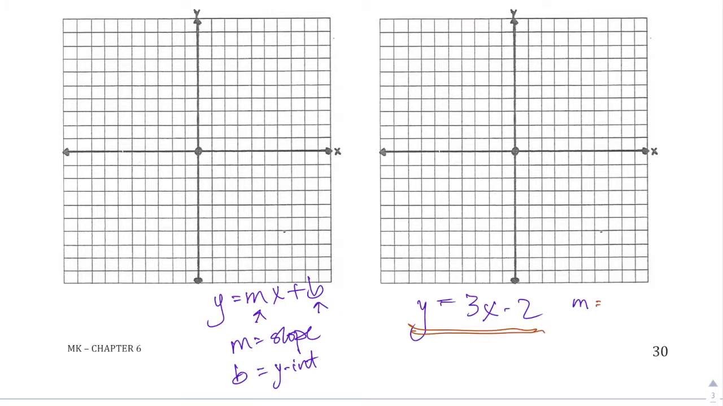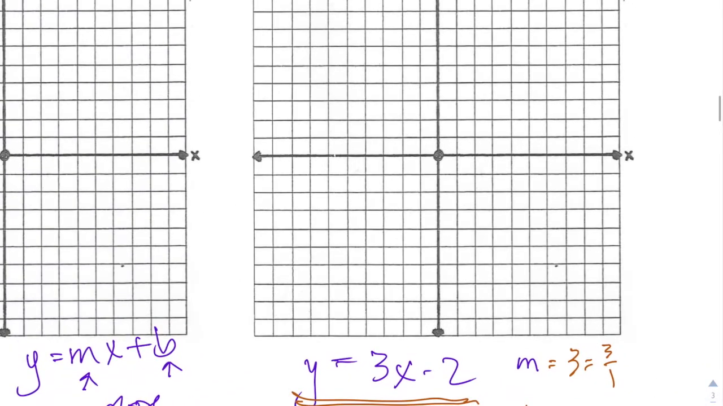The slope, if you said the slope is 3, you are correct. We want to write that as a fraction, 3 over 1. The y-intercept is negative 2. So, knowing these 2 pieces of information, that's all you need. You're going to go down to the y-intercept. It's not the x-intercept, it's the y-intercept, and a slope of 3. Now, a slope of 3, remember, this is the rise, this is the run.